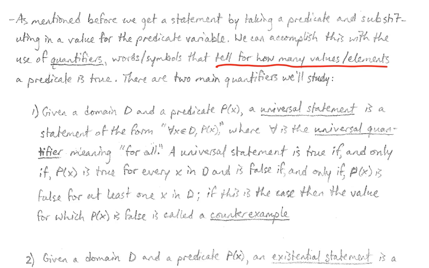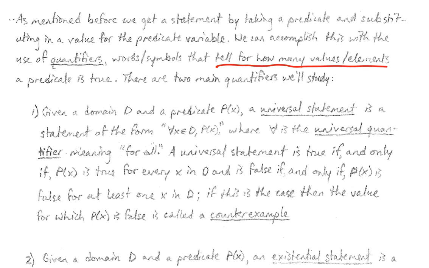So first one, if you're given a domain capital D and a predicate P of X, a universal statement is a statement of the following form. You see what looks like an upside down capital A, and then X is in D, comma, capital P of X.